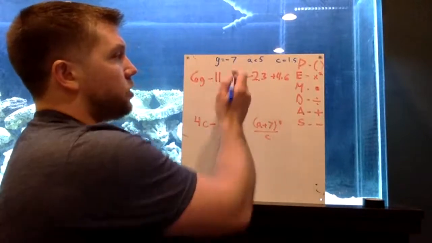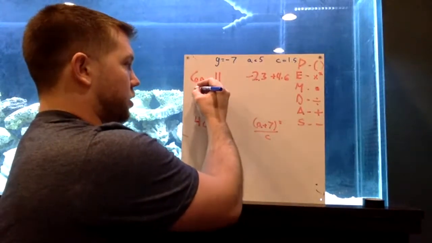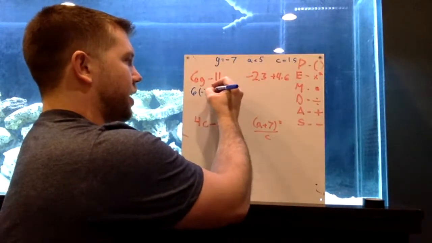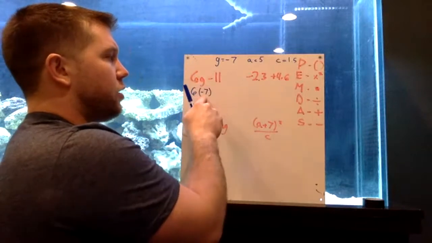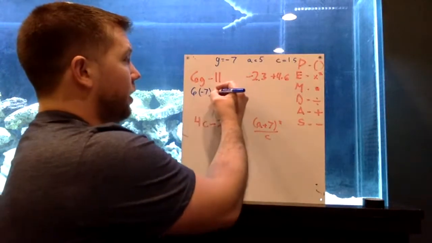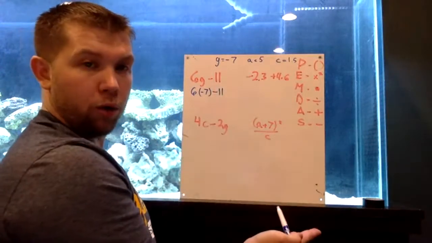In this case, g equals negative 7, and I have a g here. So I'm going to take 6, plug in that negative 7, and I'm multiplying by g. So I'm going to multiply by negative 7, and then subtract 11. Now, again, we go to our order of operations.